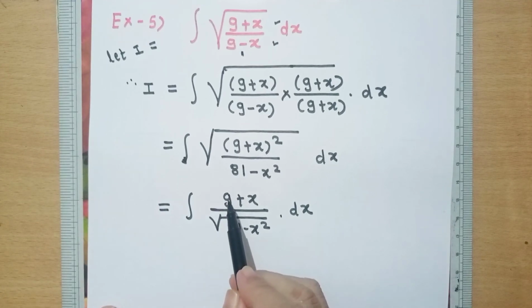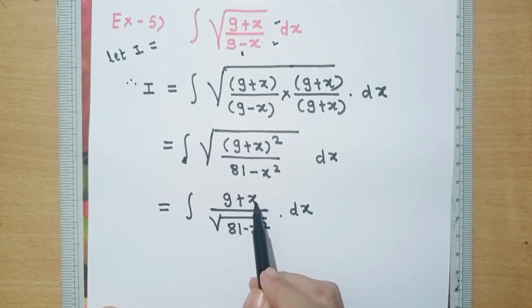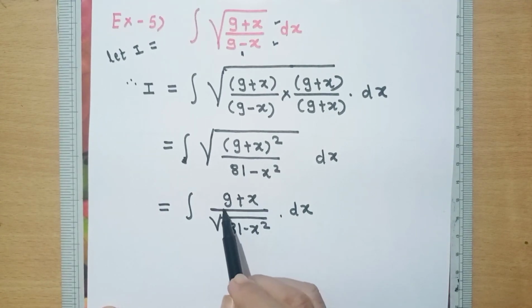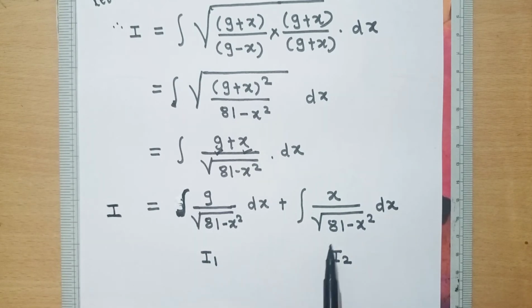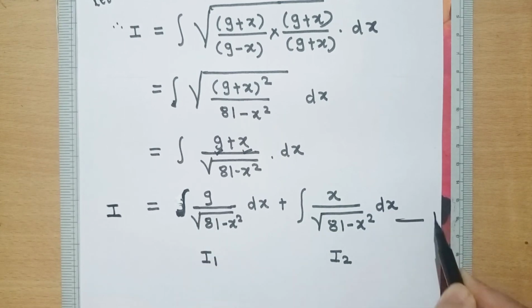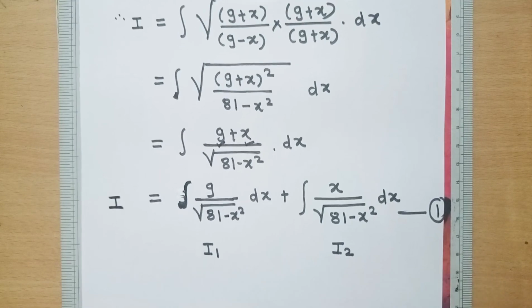Now again in the numerator there are two terms. We will write this denominator separately for this and this. Now look here, there are two integrals. This is first one, this is second one. We will assume first integral as I1, second integral as I2, and we will find the value of these integrals separately. Say this is equation number 1, and let's solve now I1.